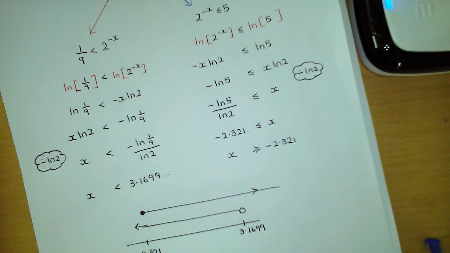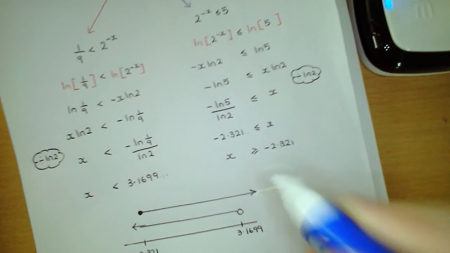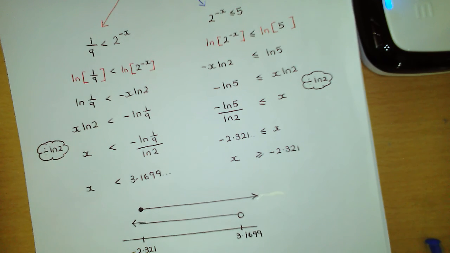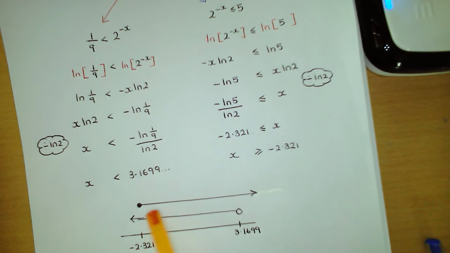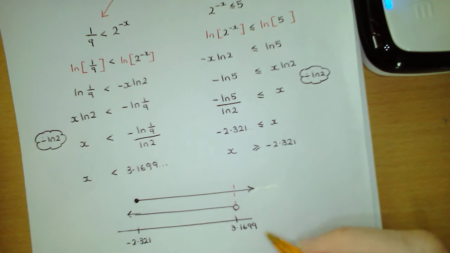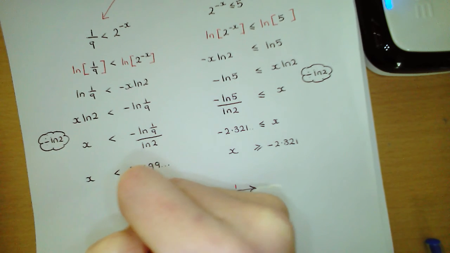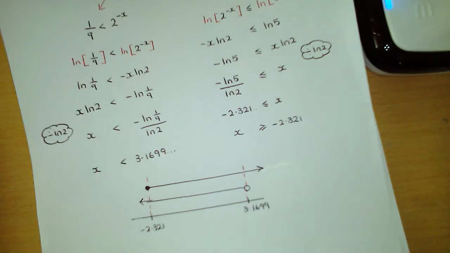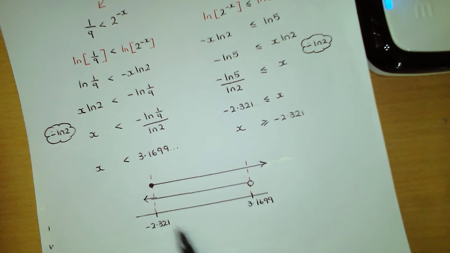Now, the reason we show both separate solutions on the same number line is because we want to identify the overall solution that satisfies both inequalities, and that is given by the overlap region. The overlap region is where the two arrows cross over each other. So they cross over each other between 3.1699 and minus 2.321. The overall solution for the double inequality is the solution that describes the overlap region.